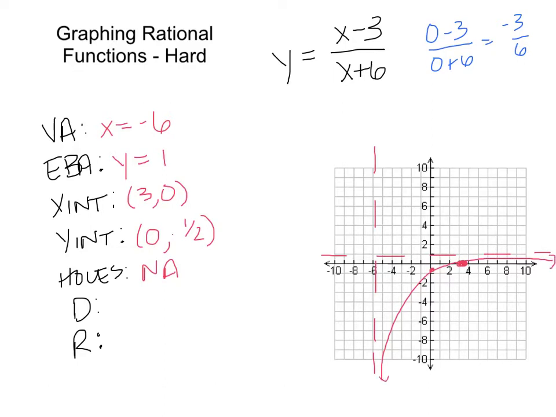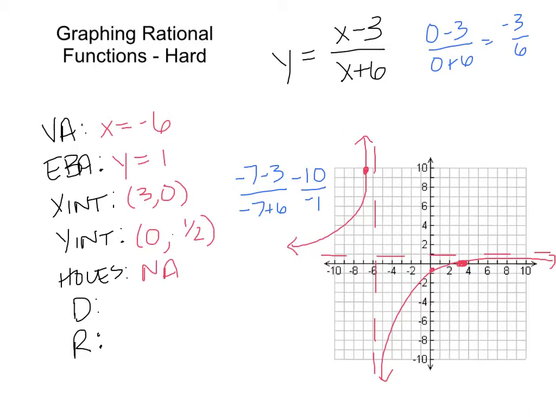However, I don't know what the other branch is or where it's at, so then we're going to use a test point. So let's choose a test point on the other side of the vertical asymptote. I'm going to choose negative 7. You just evaluate the function at negative 7. So I get negative 7 minus 3 over negative 7 plus 6, which is negative 10 over negative 1, which is 10. So I know that negative 7, 10 is a point on the graph. And now I can see where my second branch is.